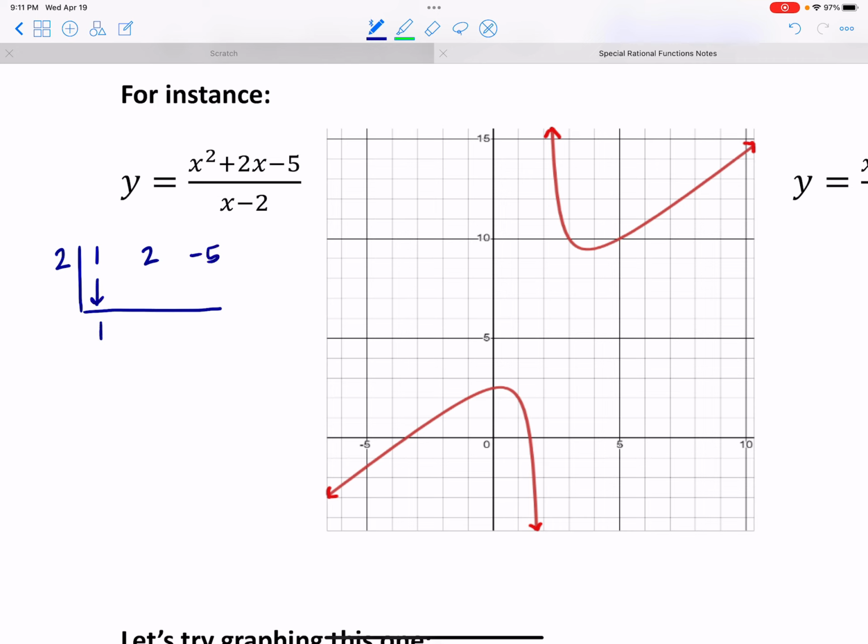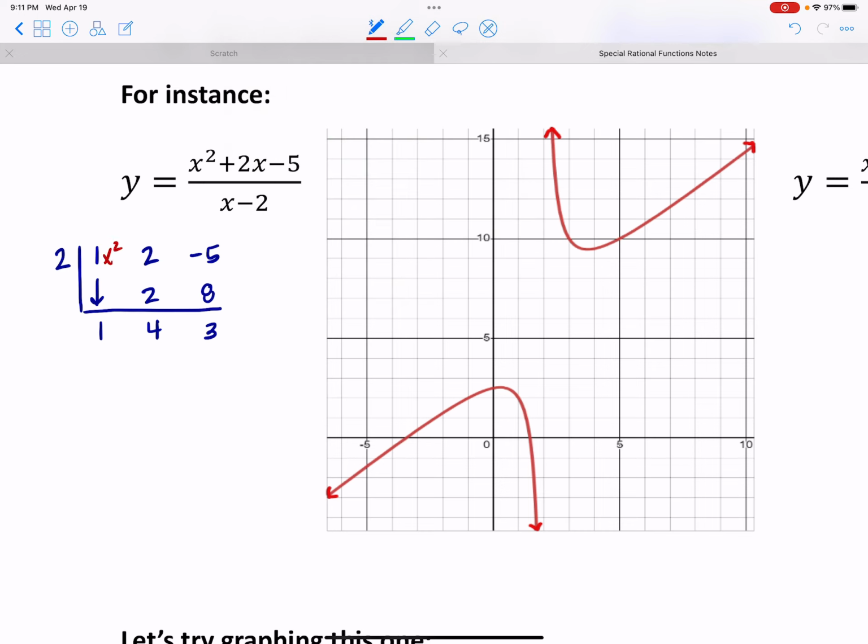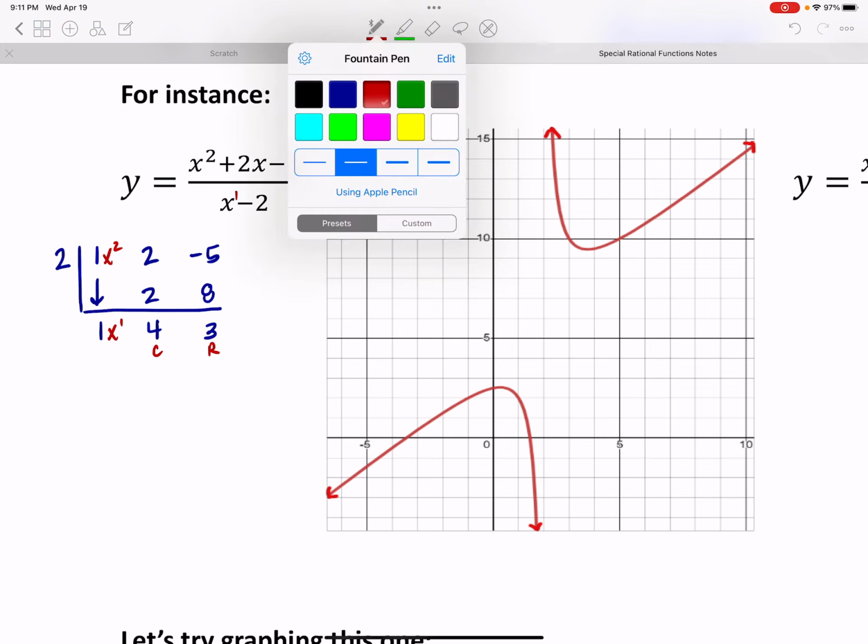2 times 1 is going to make 2, and then I add to get 4. 2 times 4 is going to make 8, and then I add to get 3. So this, remember, was an x squared. I divided by an x to the first, which means now this is going to be an x to the first. And this is my constant, and this is my remainder. So I can take my function and rewrite it.